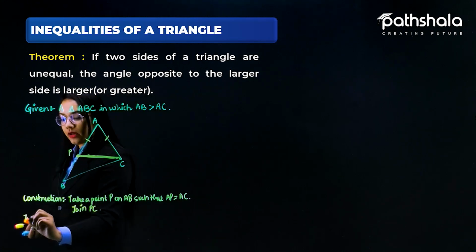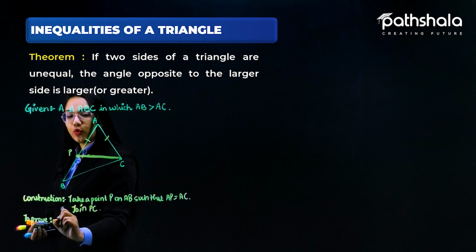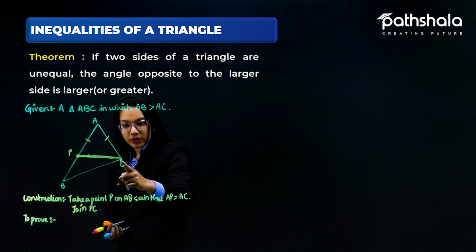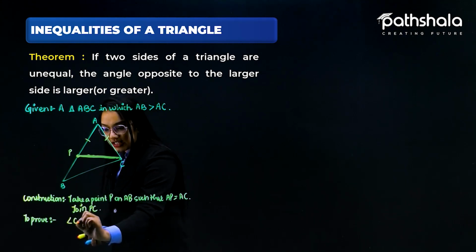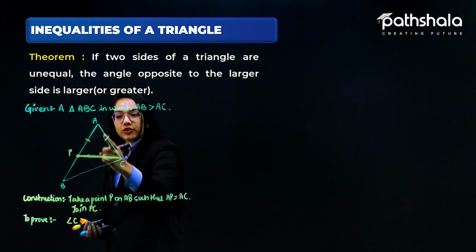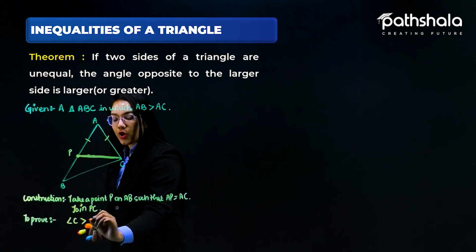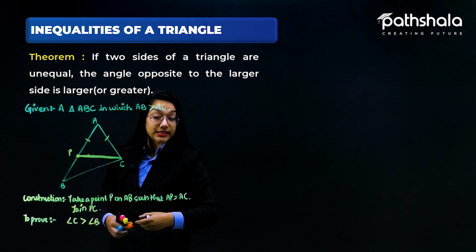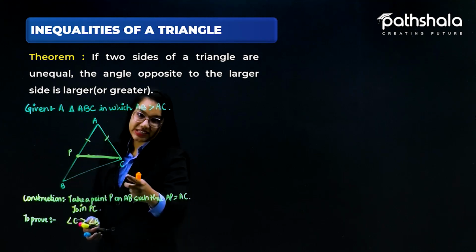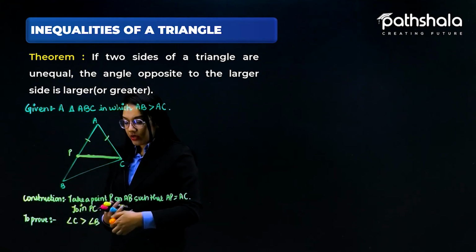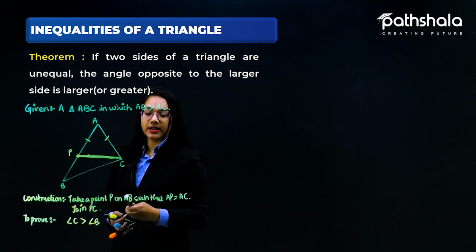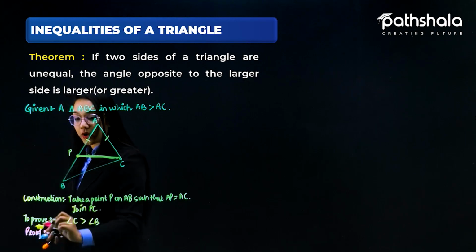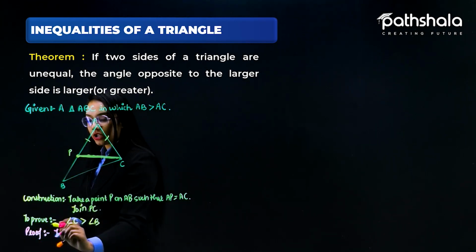Now let me write what I have to prove: if AB is greater than AC, then the angle opposite to the larger side, that is angle C, is greater than the angle opposite to AC, which is angle B. So I just have to prove that angle C is greater than angle B. Similarly, you can also take the other sides, AB and BC. So I have taken AB greater than AC, and I have to prove this. Now let's start the proof. First of all, I am talking about triangle APC.